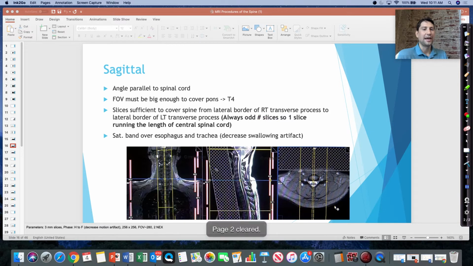And then put your sat band. Put your sat band on the trachea and the esophagus to reduce that motion artifact, and it also reduces the flow artifact from your carotid arteries and your vertebral arteries.